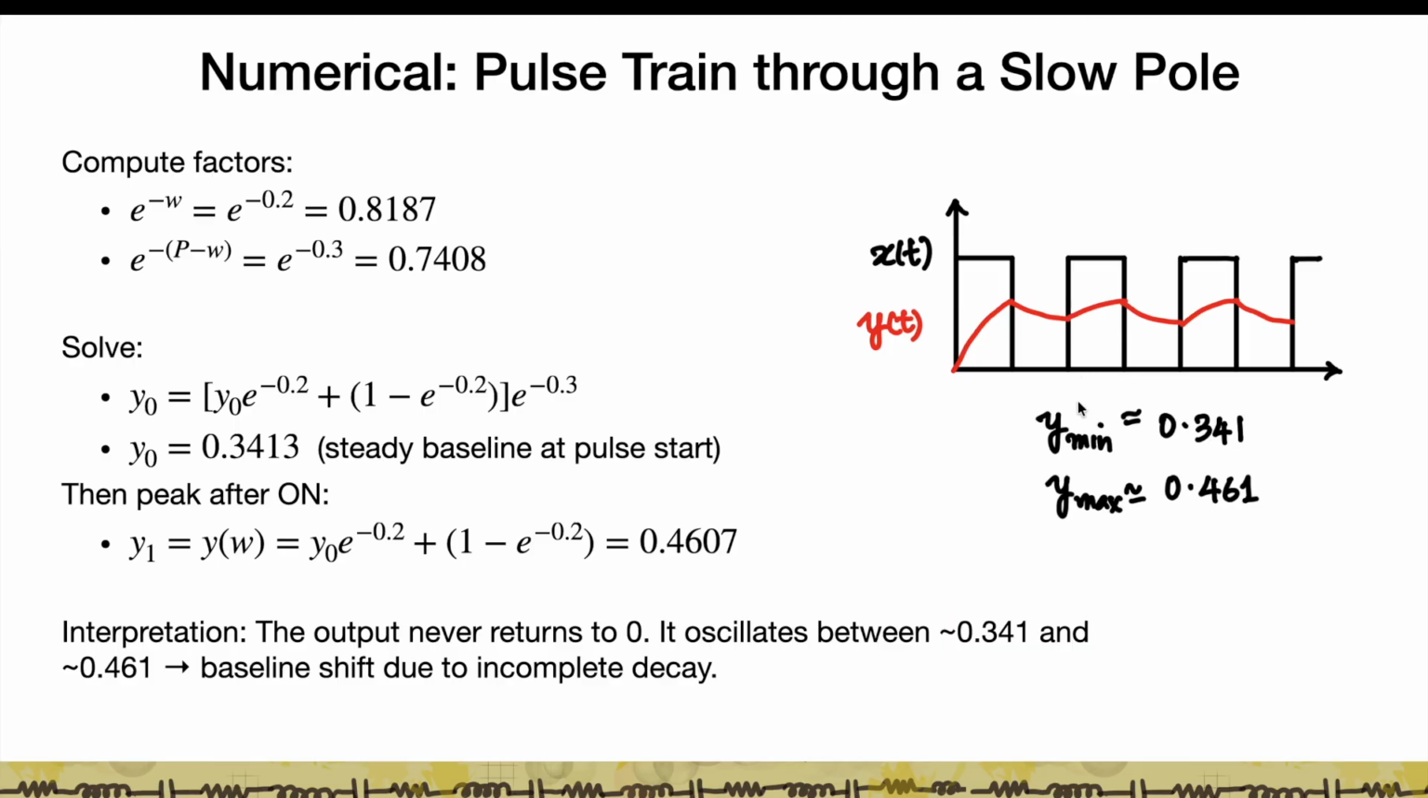So this is what happens in RC smoothing in PWM. You see the DC offset and ripple and wonder where it comes from. It comes because there's incomplete decay between repeated events.